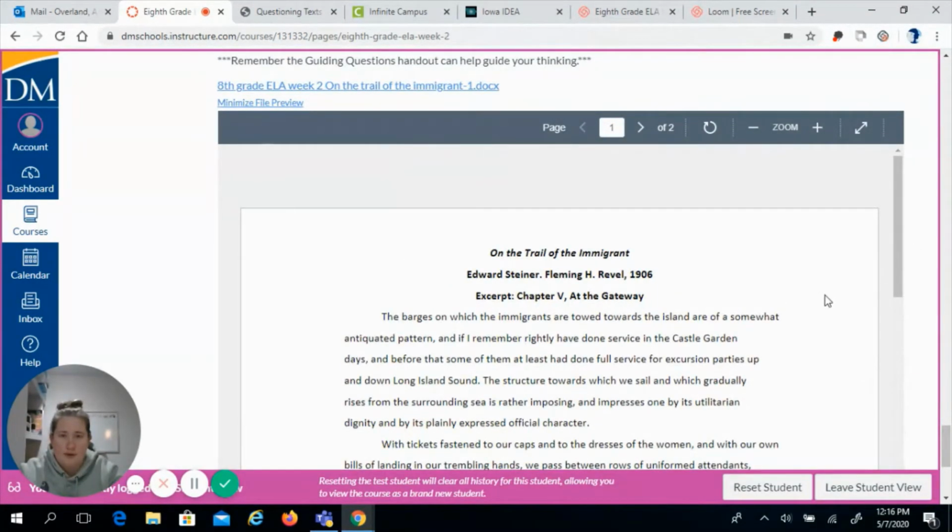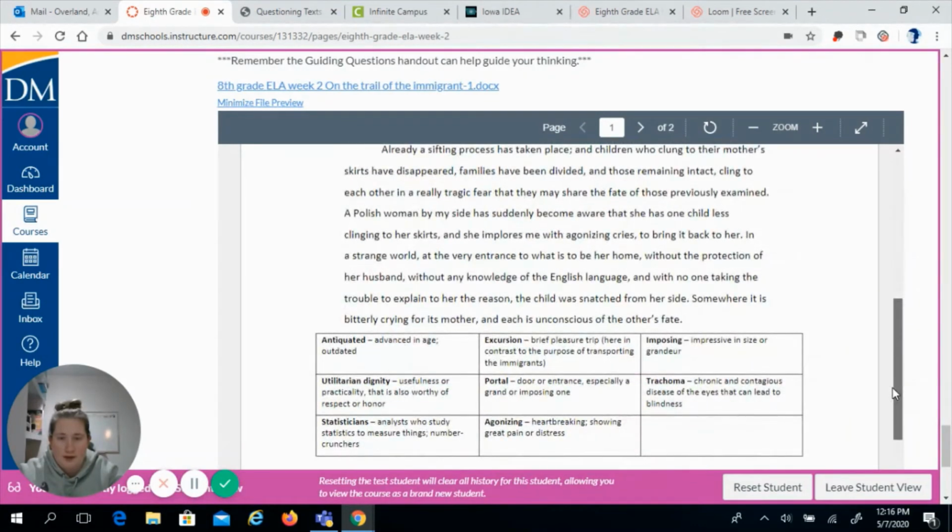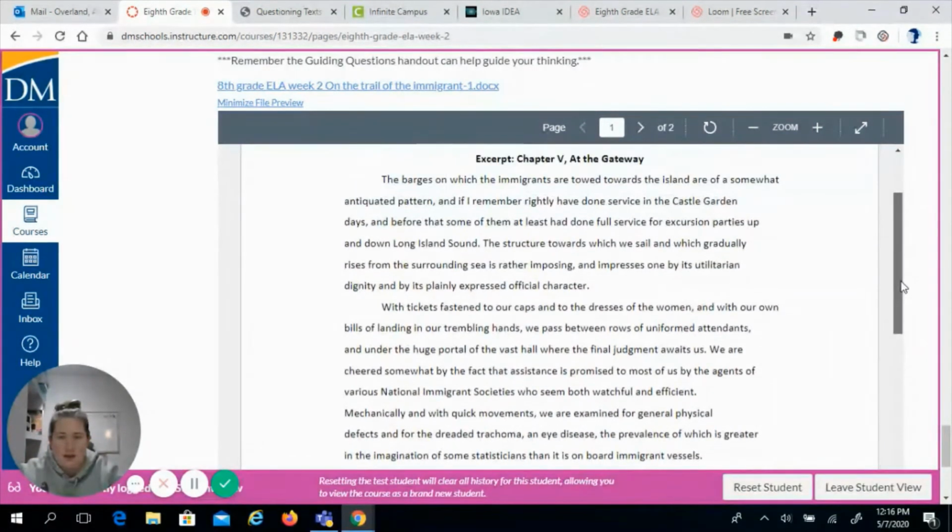So, on the trail of the immigrant. The barges on which the immigrants are towed towards the island are of somewhat antiquated pattern, and if I remember rightly, have done such service in the Castle Garden days. And before that, some of them at least had done full service for excursion parties up and down Long Island. There were at least two words in that sentence that I don't know. Antiquated, if we look down here, is advanced in age or outdated.